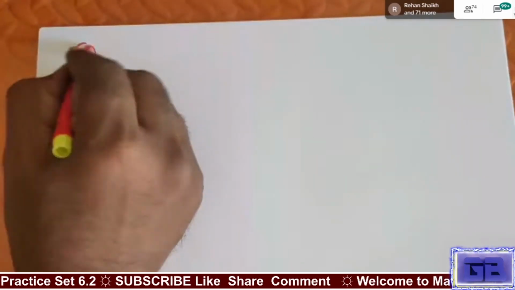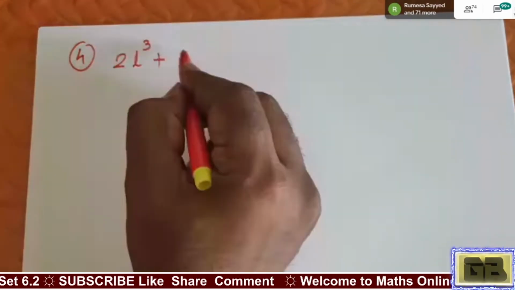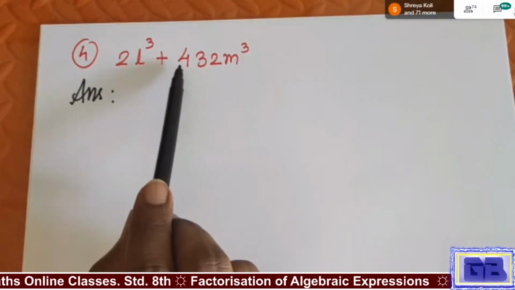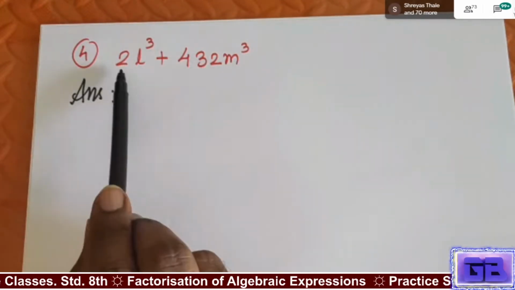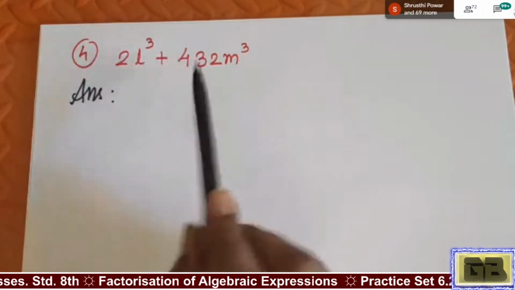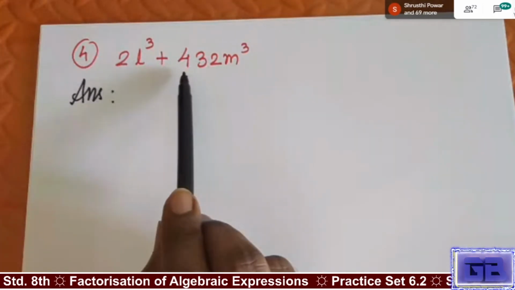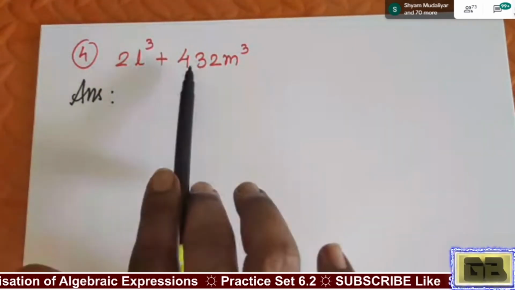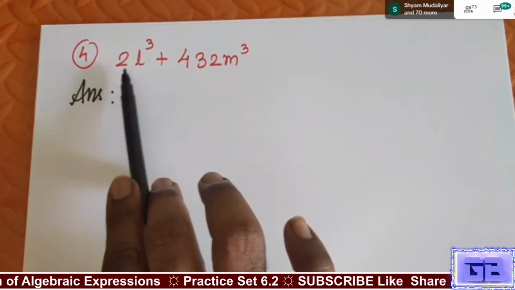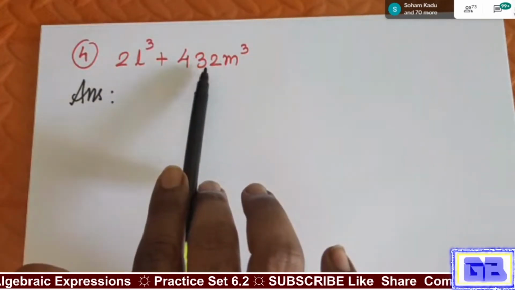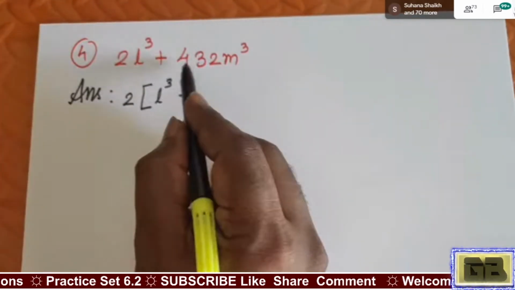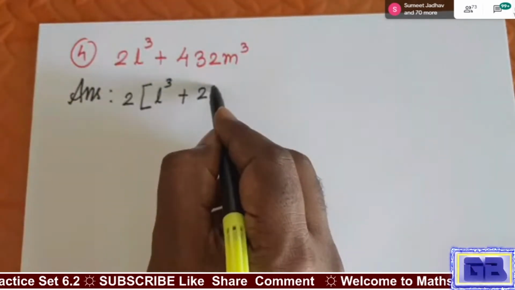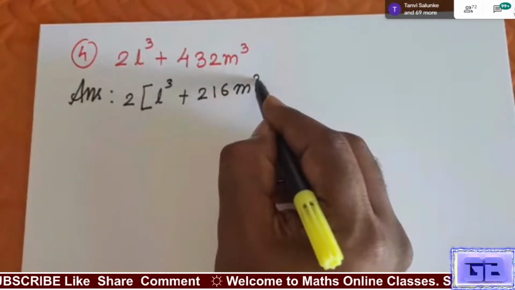Write down the fourth sum: 2l cube plus 432m cube. Here 2 is there, here 432 is there. We don't know the cube root of 2, we don't know the cube root of 432. So what we will do, we have to take something common from both the terms. So we have to take 2 outside from this term and from this term. L cube plus, if we divide 432 by 2, we get here 2 4s are 8, 2 1s are 2, 2 6s are 12, 216, m cube as it is.